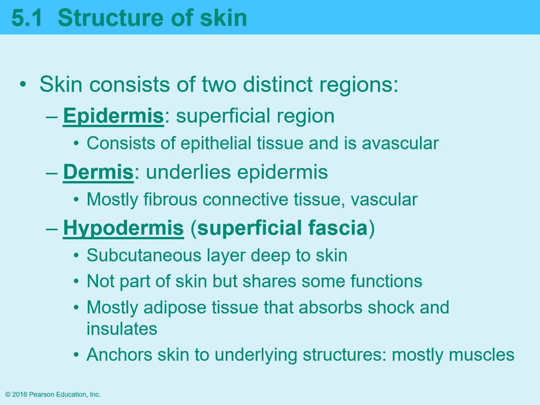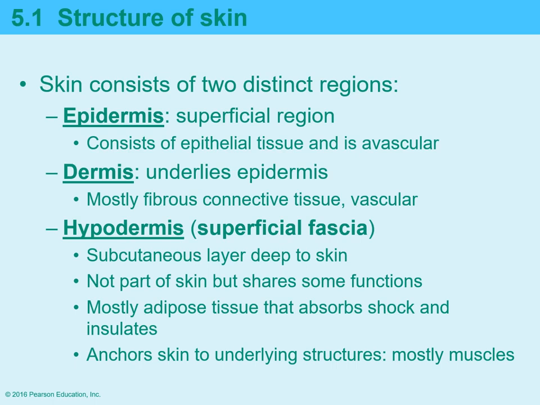We're going to start off looking at the skin. There's two distinct areas or regions: the epidermis, which is the most superficial region, and then the dermis, which is directly beneath it or deep to it. The epidermis is composed of epithelial tissue, and it's avascular, so it does not have blood supply to it. The dermis layer, which is deep to it, is mostly fibrous connective tissue, and it is vascular.